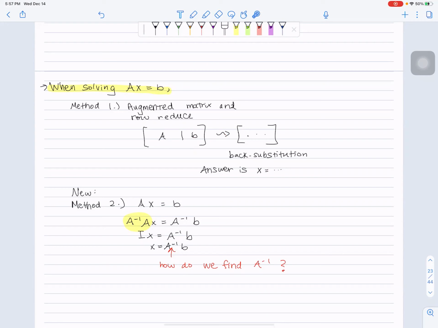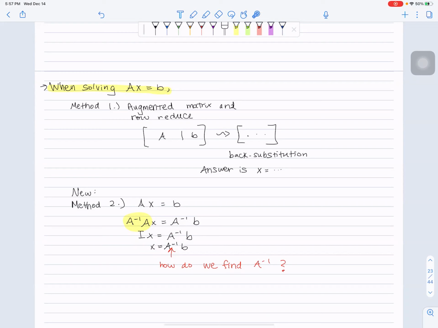Second method is you can do the inverse. So you have this matrix A, you could take its inverse, and we see that we can multiply by the inverse of A on the left-hand side. And then A inverse A simplifies to the identity matrix. So X equals A inverse B. And so that would give you your answer.